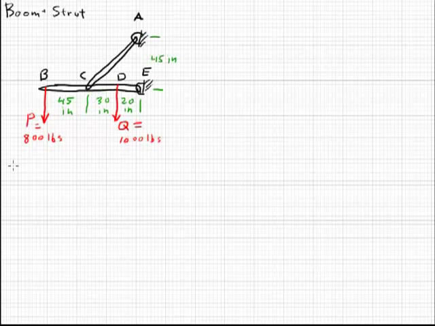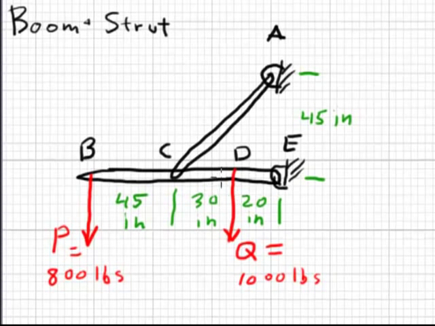In this problem, we will look at a classic boom-and-strut frame. A boom-and-strut frame has a long member, usually horizontal, supported by a strut. Both of them are pinned on a wall or some other support with vertical loads. Could be on the strut as well, but in this case we'll just look at loads on the boom.